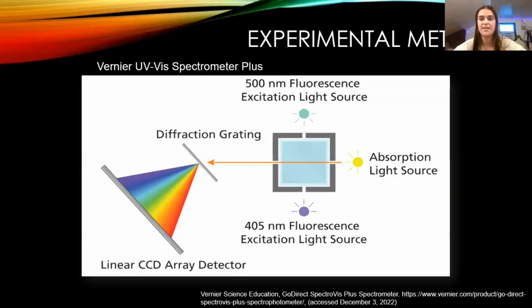An absorbance spectrum of each sample was then taken using a Vernier UV-Vis Spectrometer Plus in conjunction with LoggerPro. This spectrometer utilizes an LED and tungsten bulb to transmit light through a diffraction grating. The diffracted light is sorted and collected by the linear CCD array detector. UV-Vis spectroscopy has a quick response time, high sensitivity, and relatively low cost, making it a good choice for this experiment.